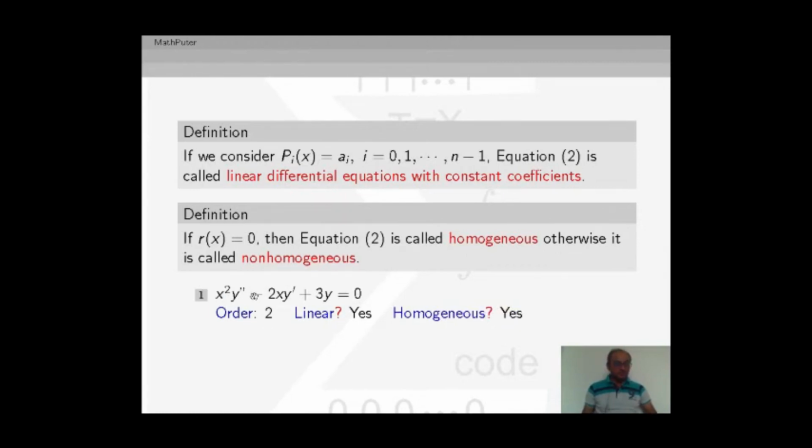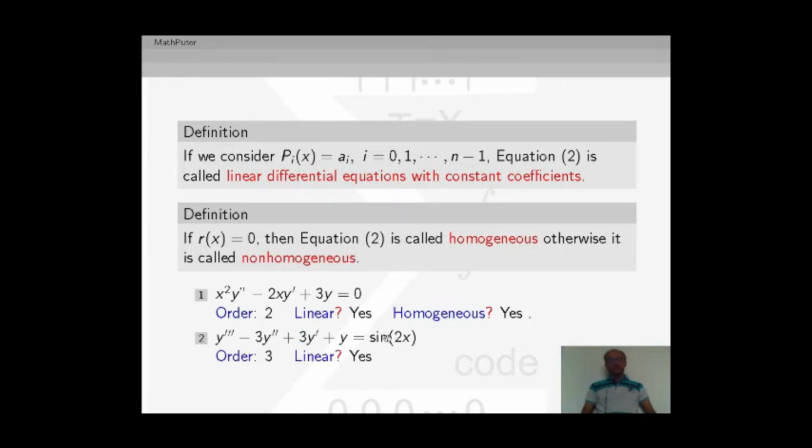So what about this differential equation? This is a homogeneous second order linear differential equation. The next example is the third derivative of y minus 3 into y double dash plus 3y dash plus y equal to sine 2x. The highest order term is this, so the order of this differential equation is 3. You can see that this is a linear differential equation.